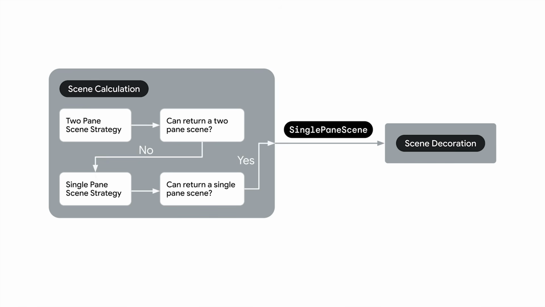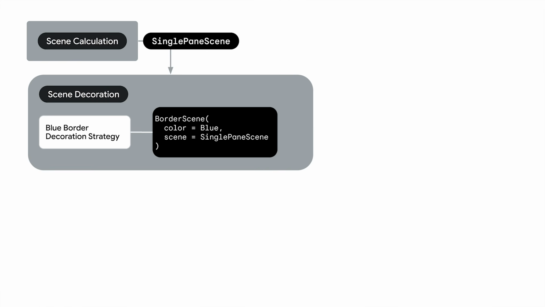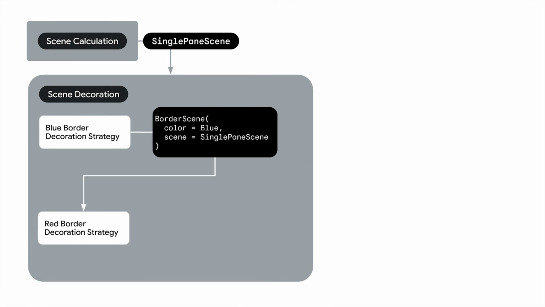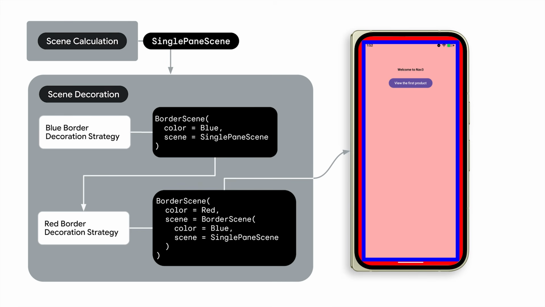Let's take a closer look at what's happening under the hood in these two configurations. When the window size is narrow, the two-pane scene strategy returns null during scene calculation, because there isn't enough space to display two panes side by side. Nav display then falls back to a single pane scene strategy which returns a single-pane scene. In the scene decoration phase, the blue border decoration strategy takes in that single-pane scene and returns a border scene that wraps it. The returned blue border scene is then passed as the input to the red border scene decoration strategy, which wraps it in another border scene.